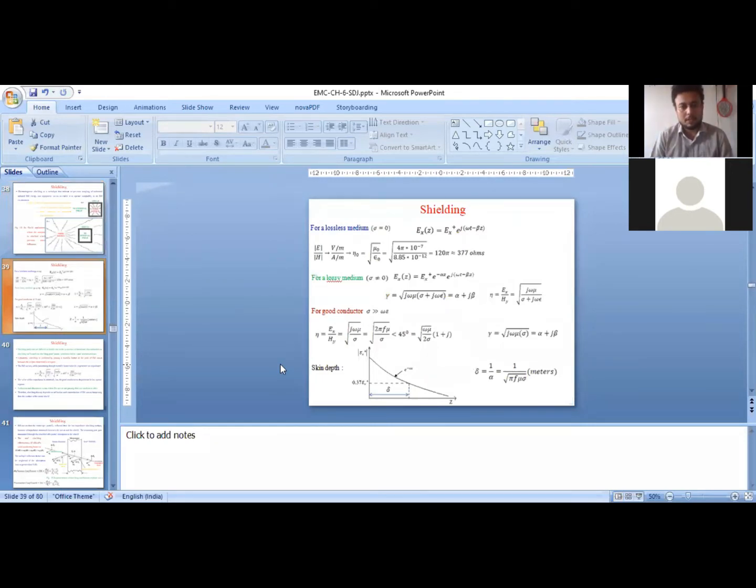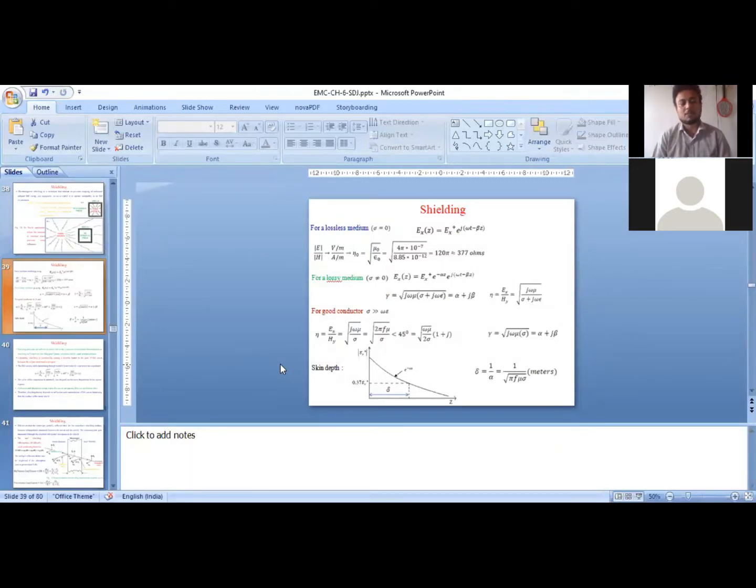So generally the waves are going from free space, which is air, and shielding, which is made up of metal. Then that wave has to pass through the metal to reach to the receiver. So one should know the wave propagation inside a metal and inside air. Once again, we'll revise the concepts.